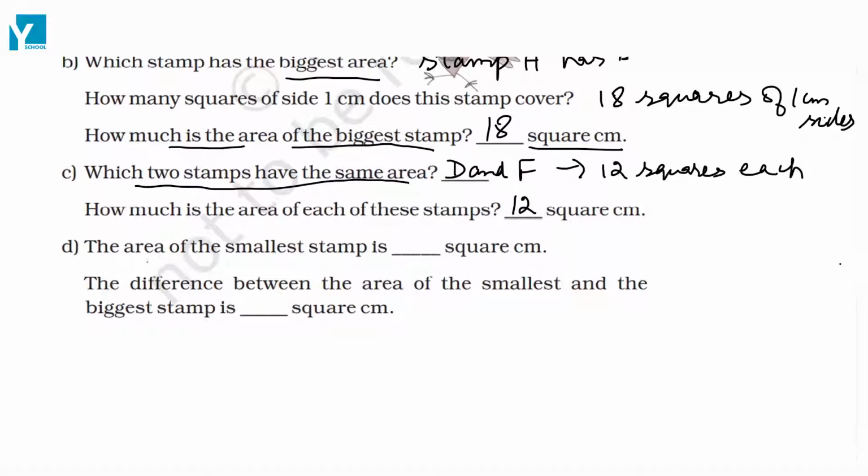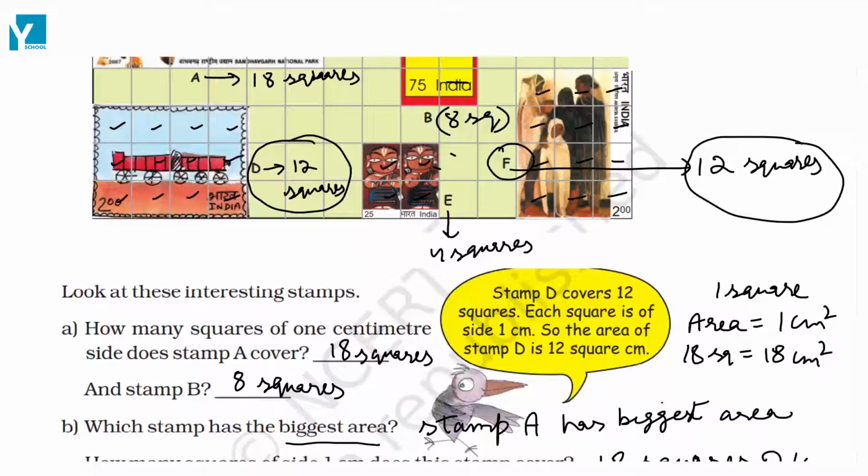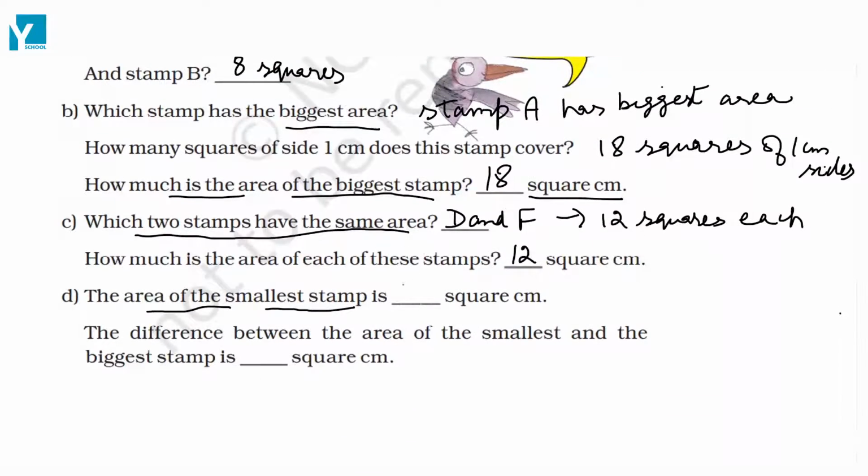Now the next question is, the area of the smallest stamp. If we look at the smallest stamp, that is clearly stamp E. Stamp E is the smallest since it covers the minimum number of squares, that is 4 squares. So if we are asked the area of the smallest stamp, that will be 4 square centimeters since it covers only 4 squares. Now the question is, the difference between the area of the smallest and the biggest stamp.